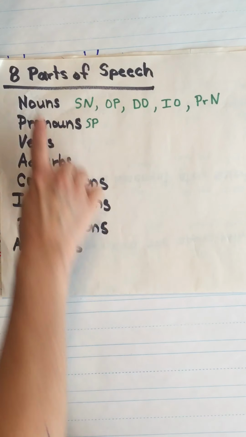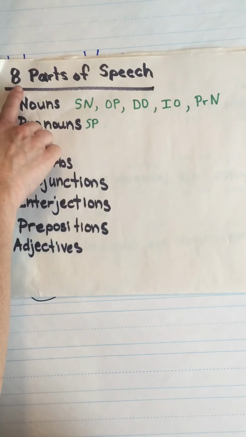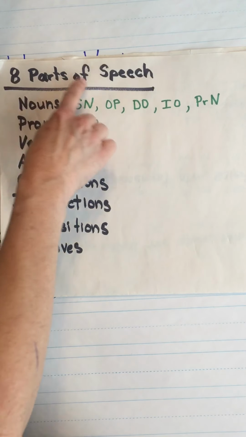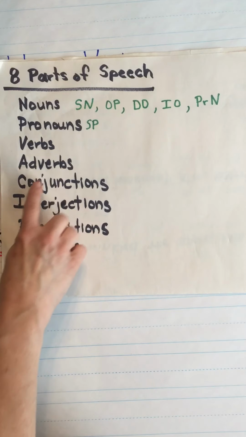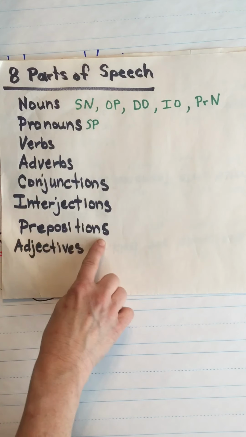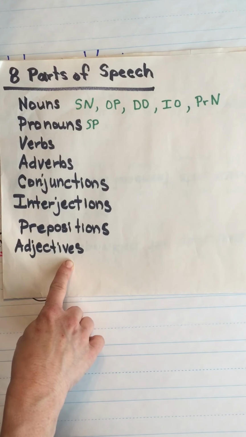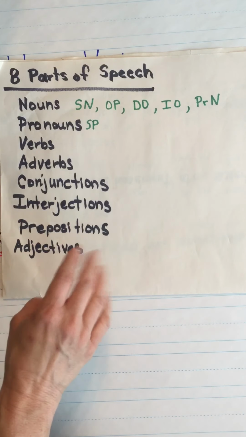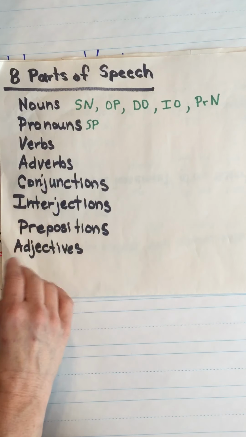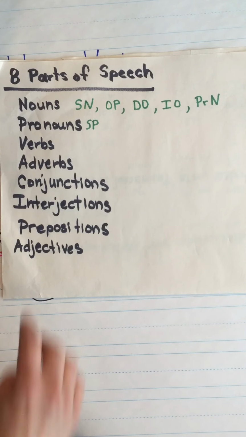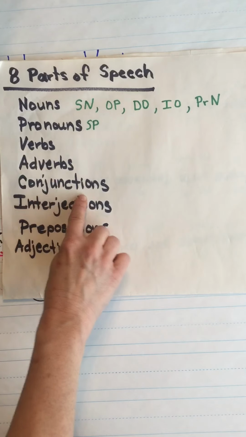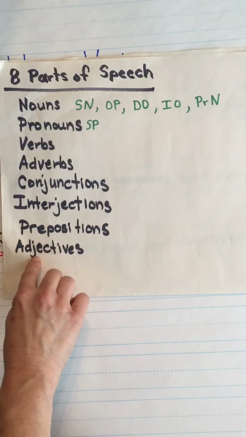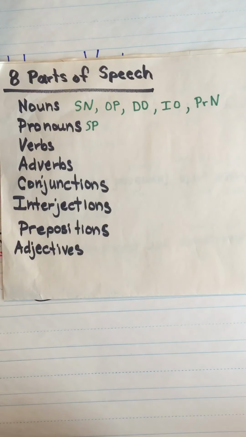Parts of speech, 8 parts of speech, woo! 8 parts of speech, 8 parts of speech, woo! Nouns, pronouns, verbs, adverbs, conjunctions, interjections, prepositions, adjectives. 8 parts of speech, 8 parts of speech, woo! 8 parts of speech, 8 Okay, one more parts time. of speech, woo! Nouns, pronouns, verbs, adverbs, conjunctions, interjections, prepositions, adjectives. 8 parts of speech, 8 parts of speech.